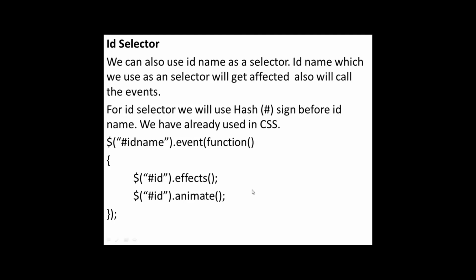Again, for the ID selector, we will use one special symbol, and that is the hash sign. Before that ID name, we will use the hash sign. So it is different from the class selector and the normal tag or element selector. Here one of the syntaxes is dollar, ID name, dot, event. So here I define the event, and here I define the ID name as a selector. Inside that event block, I use the ID name again, then the effects or animations.